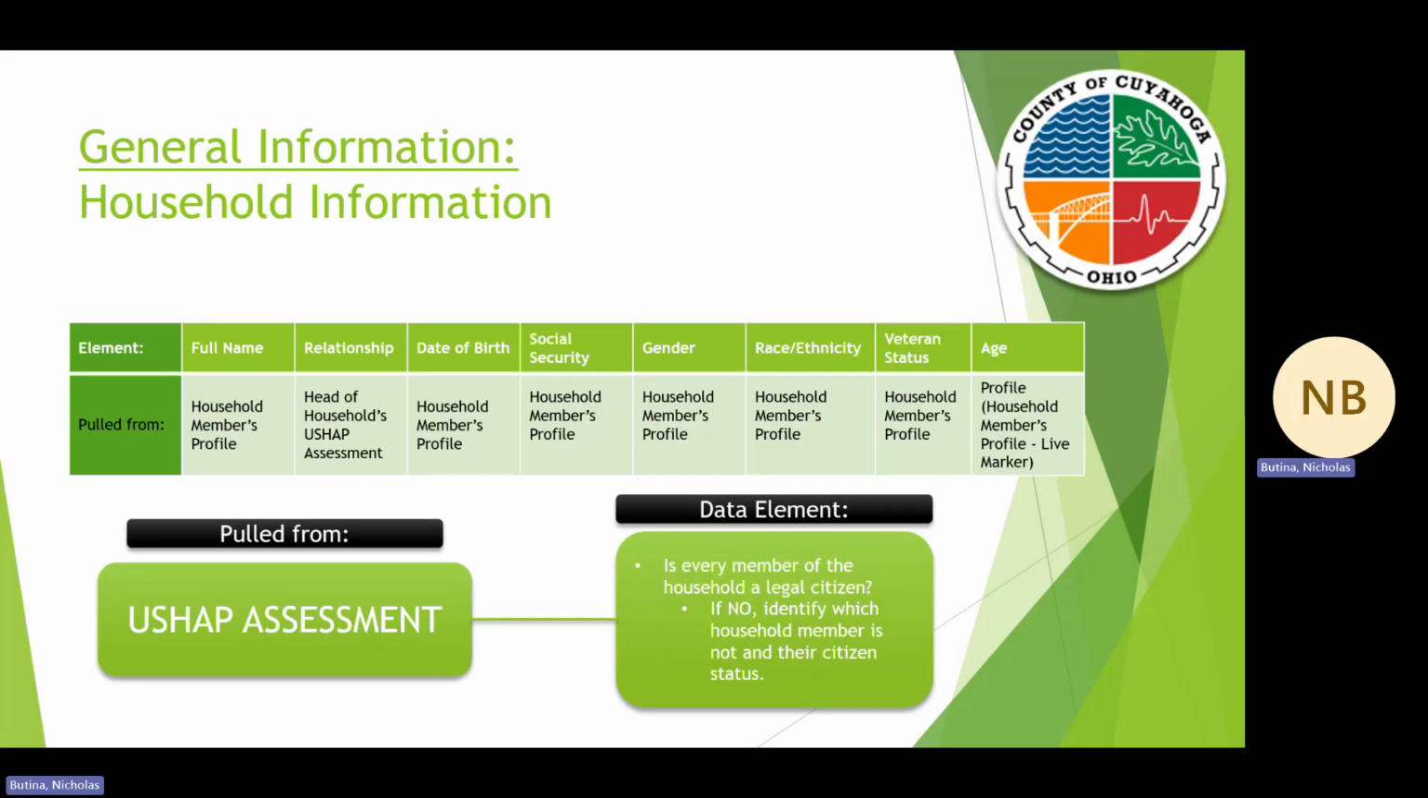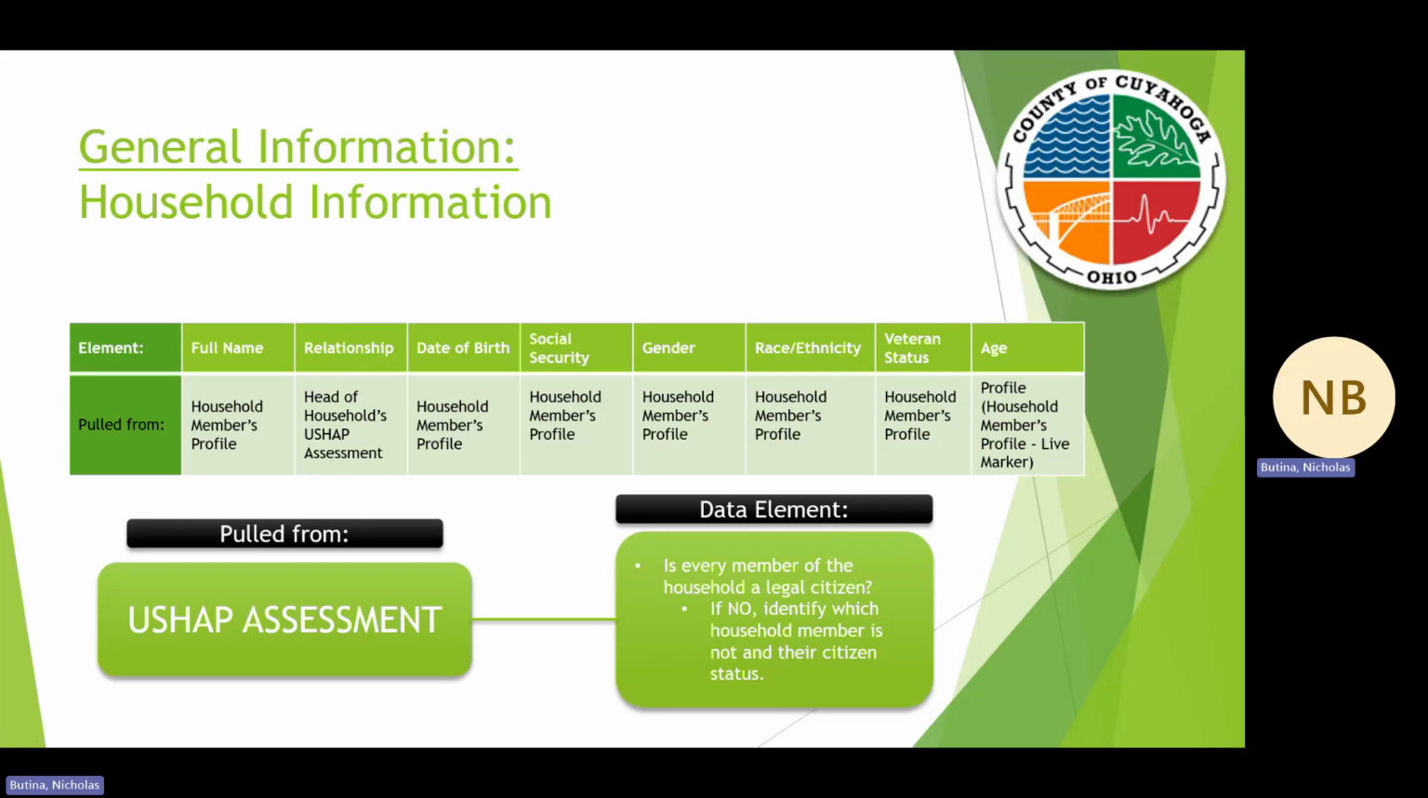If the applicant is a part of a household that will be housed together through this process, it is important to ensure that each member of the household's profile screens of their HMIS records are accurately recorded. I will show that in our demo in just a moment. The same data elements are required for each household member that were required for the head of household: their name, relationship, date of birth, social security, gender, race, ethnicity, veteran status, and age.